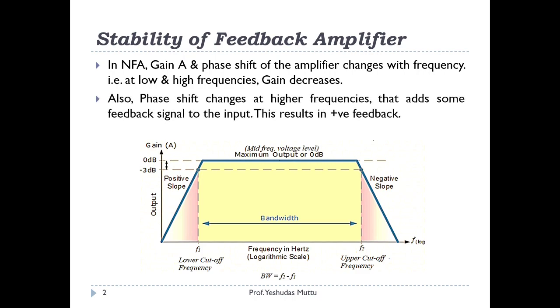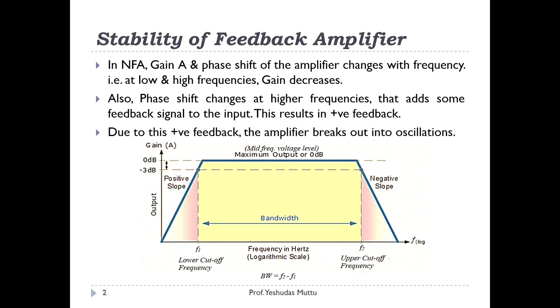So at higher frequencies it adds some feedback to the input signal, so it results in positive feedback. When I say positive feedback, definitely the amplifier will give out oscillations. But that amplifier is not good, which will simply produce oscillations at any point of time. It is basically a disadvantage that your amplifier is not behaving the same at all frequencies.